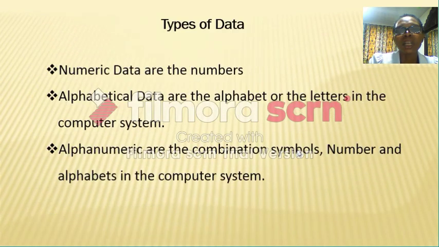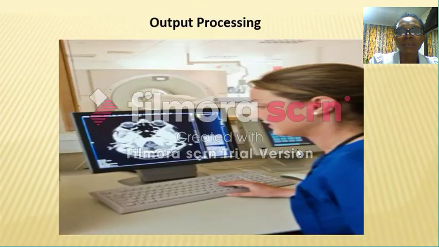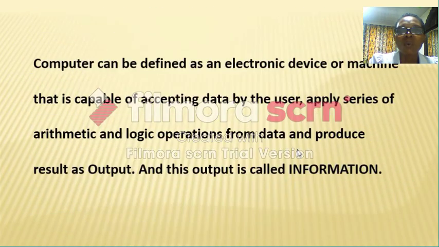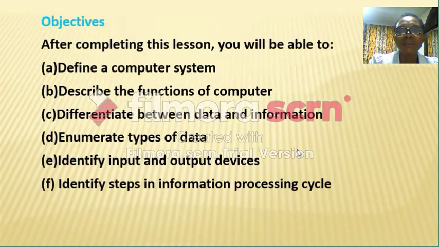Now, to recap what we have learned today, we have discussed in full the definition of a computer system. We have also described the functions of computer. We have differentiated between data and information. Also, we enumerated types of data and identified input and output devices, and also identified steps in the information processing cycle.